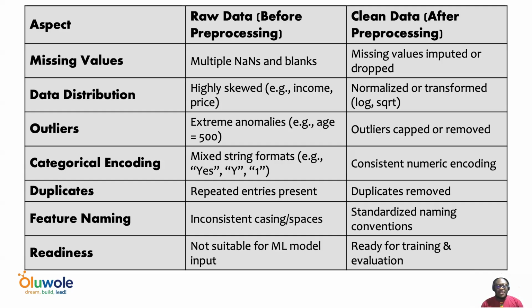Then duplicates. Do you have repeated entries? We remove duplicates when we clean our data. Feature naming. Is there inconsistent casing or spaces? There are times you find out that in your columns there are spaces amongst your naming. So what do we do? We standardize the naming convention. Is it ready? Your raw data is never suitable for an ML model input if you have not carried out data processing. But after data processing, that is, once the data has been cleaned, you see that it's ready for training and evaluation.